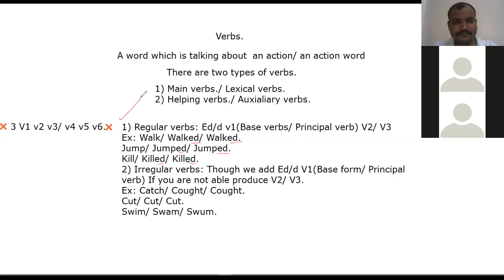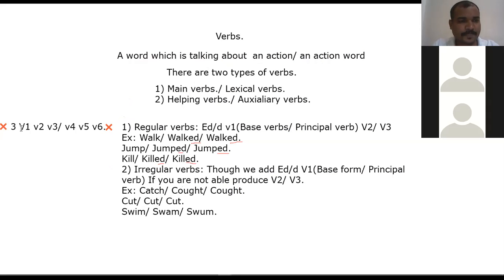Clear? Yes, sir. Now irregular verbs. Though we add ED or D to the base verb or principal verb, if we are not able to produce V2 or V3, those kinds of verbs are known as irregular verbs. Example: catch, caught, caught, cut, cut, cut, swim, swam, swam. Clear? So this is the simple difference between regular verbs and irregular verbs.